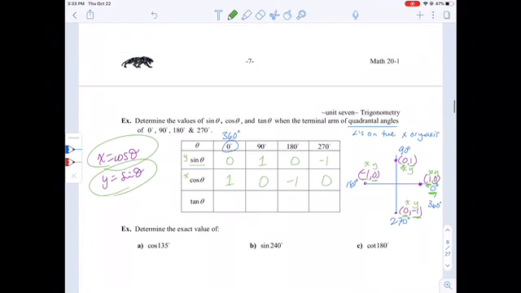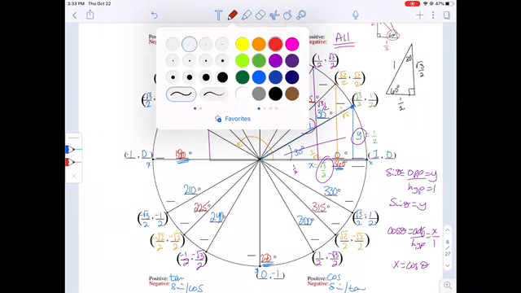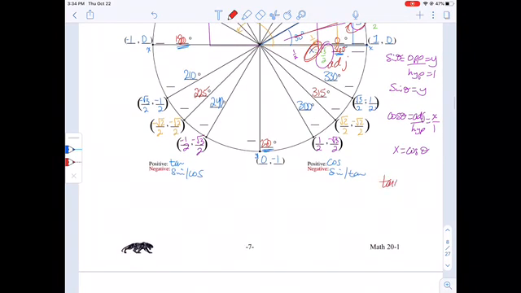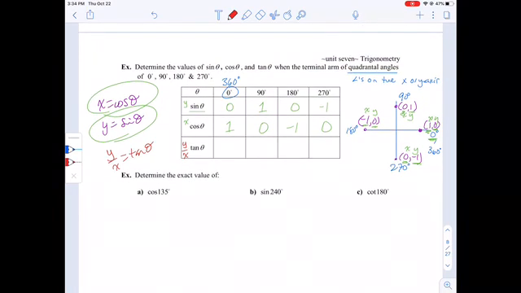Now tangent, I know that tangent is opposite over adjacent, so let's look back at this triangle. If the tangent is the opposite over the adjacent, this would be the opposite, and this would be my adjacent. So that's the y over the x, okay? If tan of theta is opposite over the adjacent, that's the y over the x values. So I know that y over x is equal to tan theta. So I'm going to look at my y value divided by my x value. At 0 degrees, that's 0 divided by 1, which is 0.